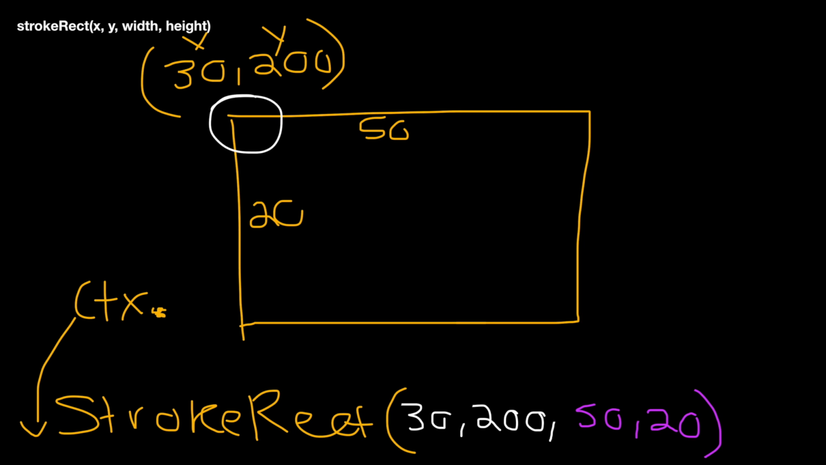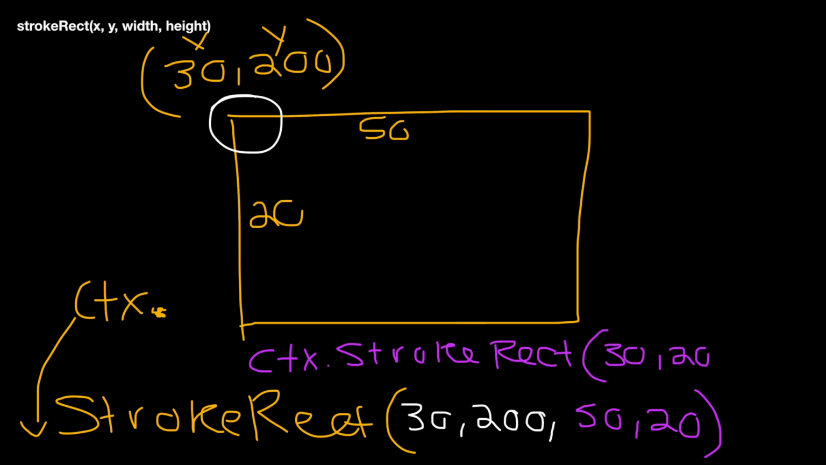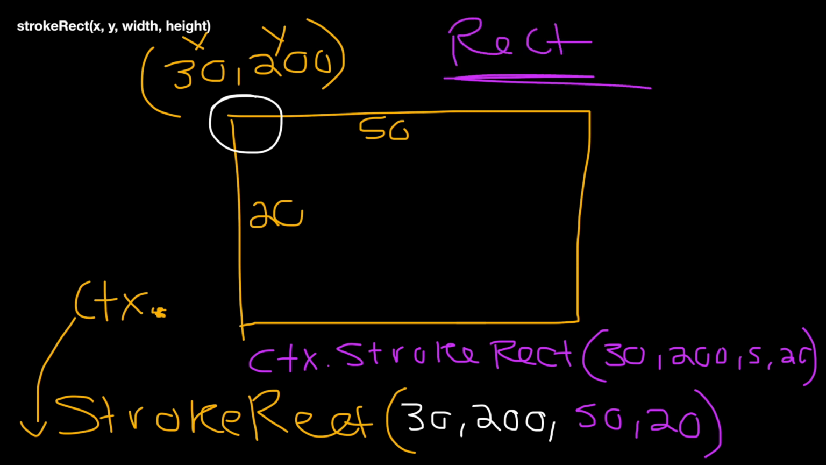So our command will look like ctx.strokeRect, and then it'll be 30, 200, 50, 20. I want you to start understanding that for every single type of rect method there is, it's going to follow the same x, y, w, h formula. If you can just remember this, it'll make your life so much easier when we're drawing rectangles onto the screen.